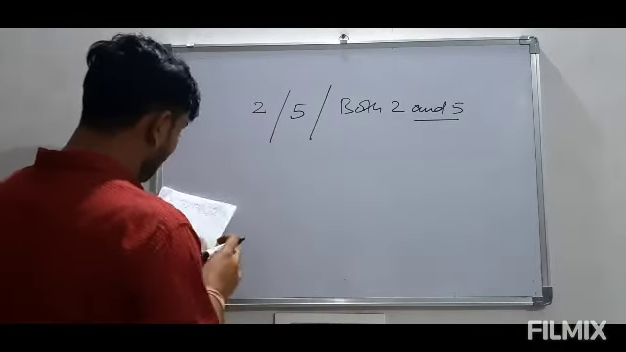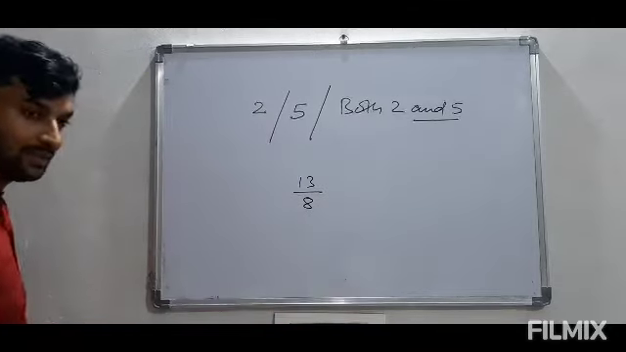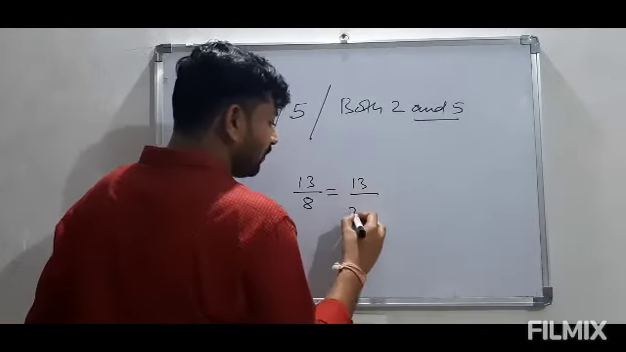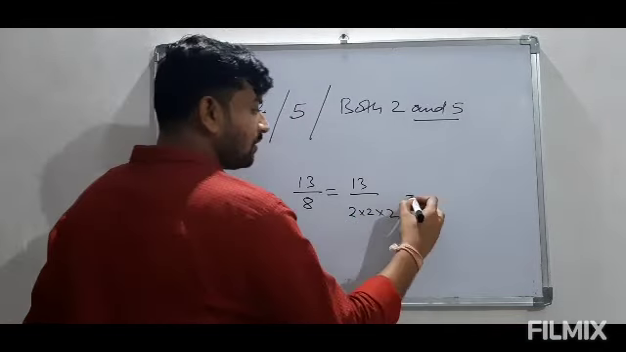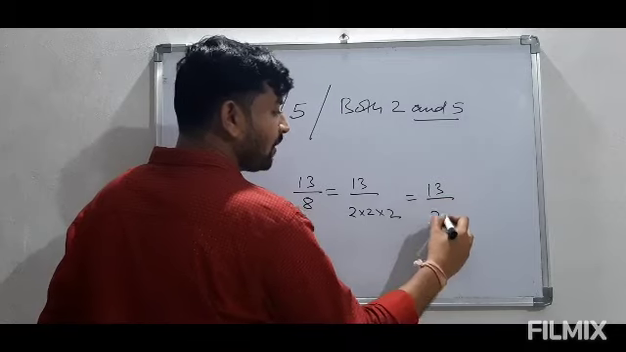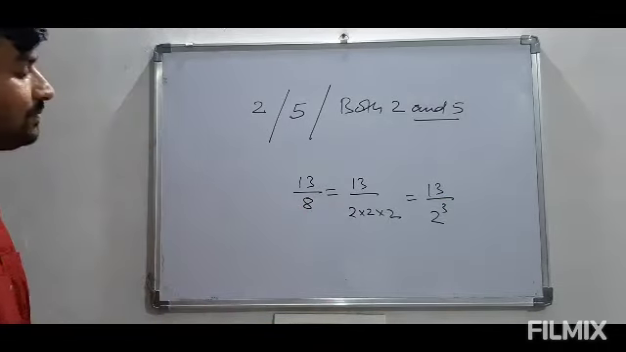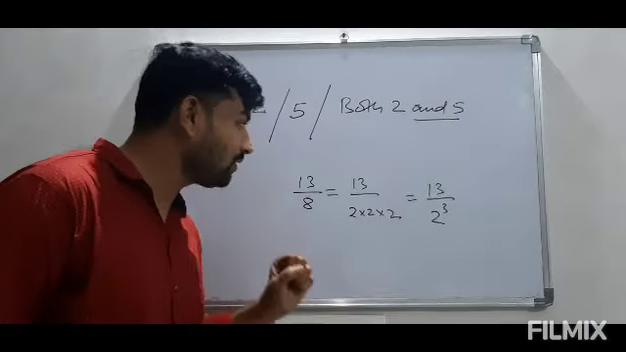terminated. For example, if we take 13 upon 8, look at the denominator. This can be written as 13 upon 2 into 2 into 2. The factors of 8 is this. So this can be written as 2 power 3. Now, first thing is that we have to discuss whether it is terminating or not.